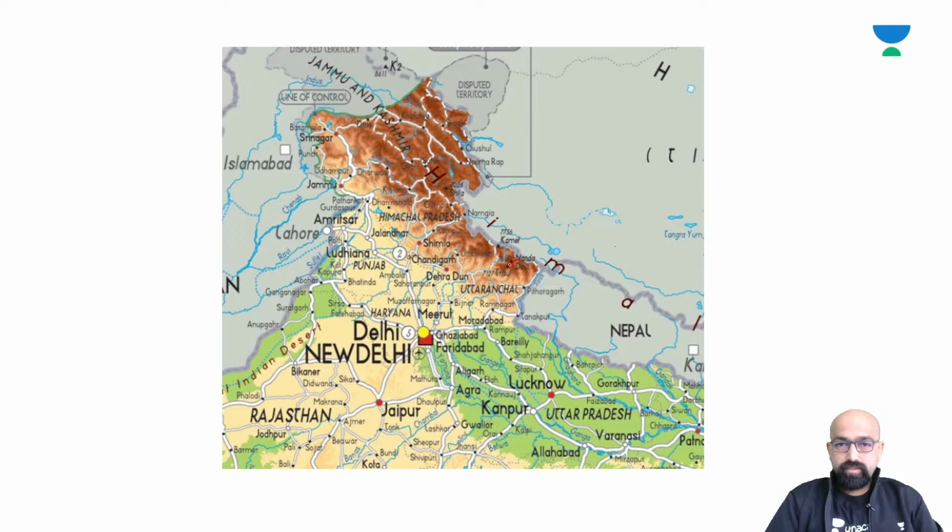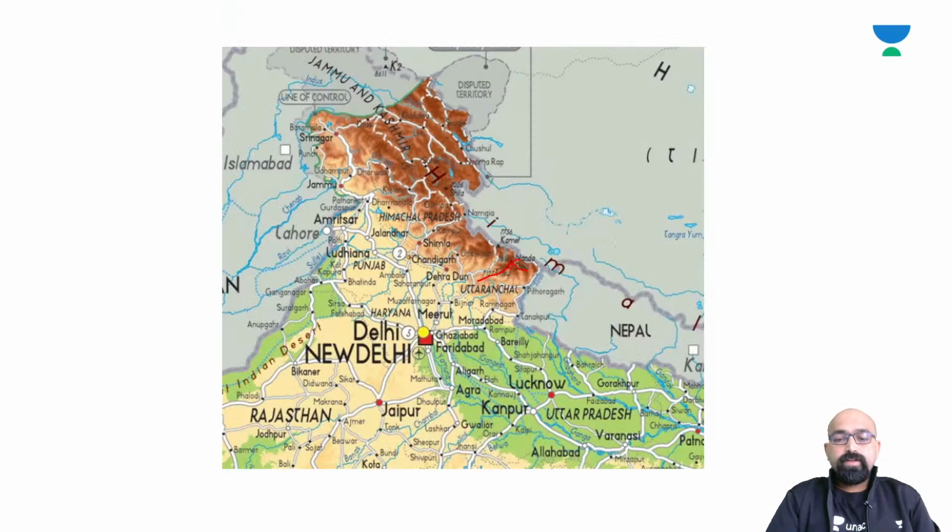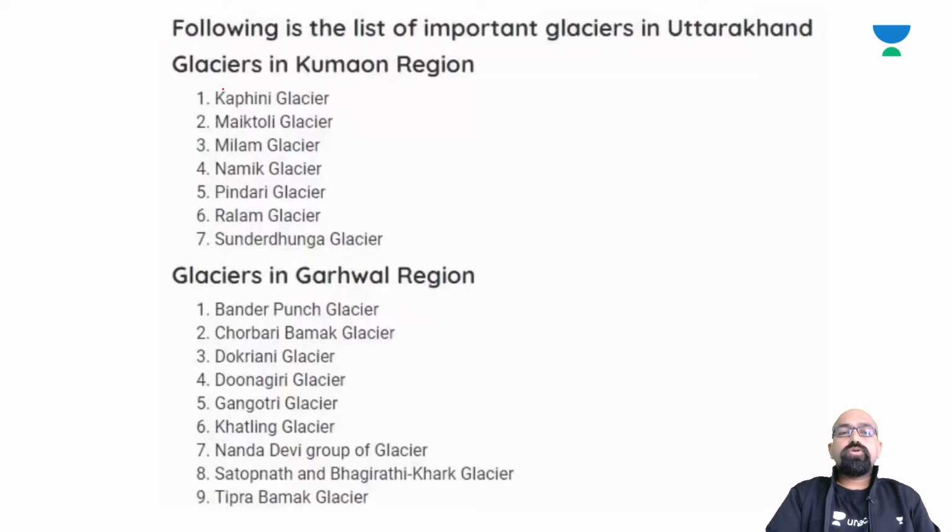So we can say these rivers are flowing like this. We'll see the details as well. Now, if we are talking about glaciers in the region of Uttarakhand, basically Uttarakhand is divided into two regions, that is Kumaon region and Garhwal region. Now we'll see a few glaciers in Uttarakhand.